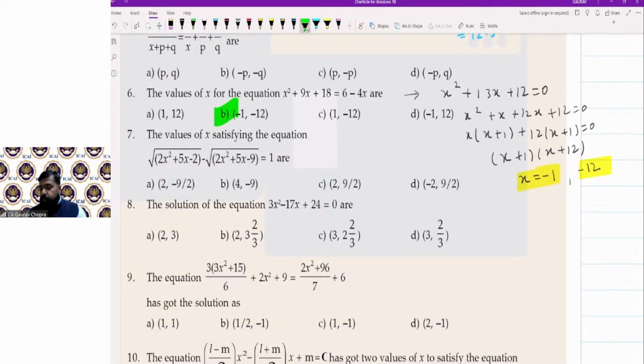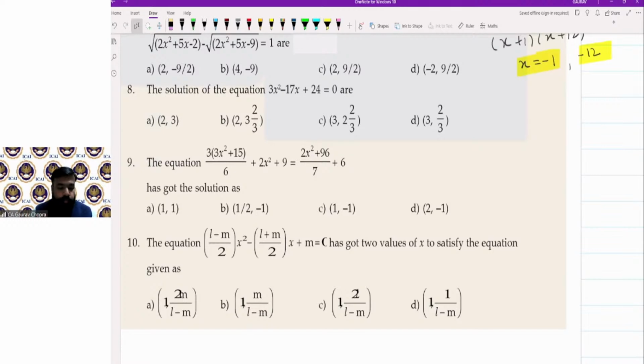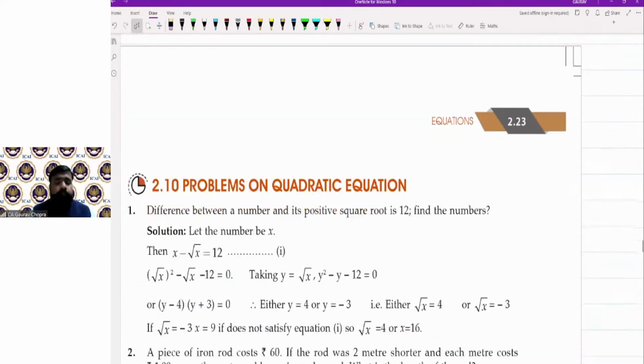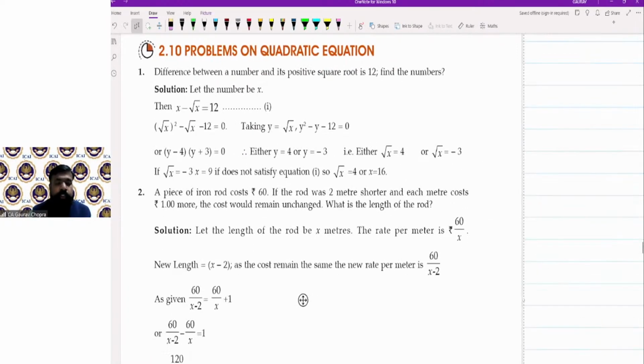Ritu has given B. Miss Parmar has given option B. Yes. So always try for the option method and it will be very easy to solve. So let us try some word problems based on the quadratic equations.